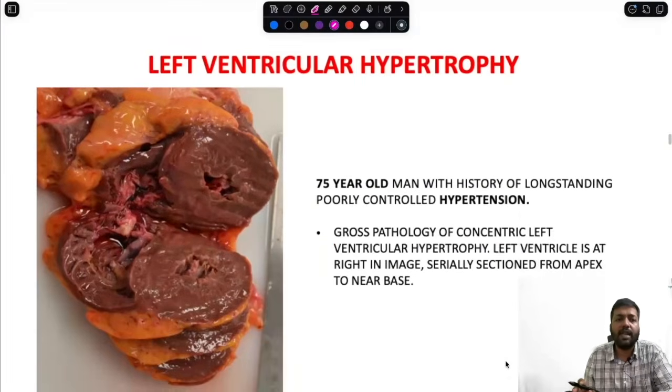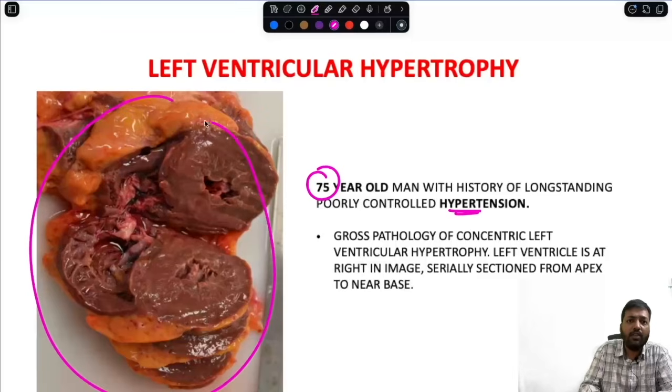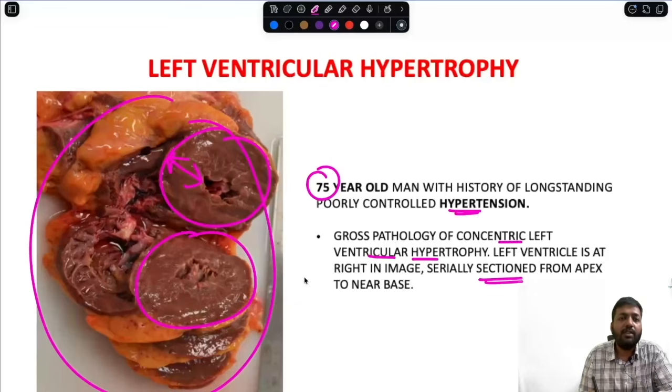The next specimen is, as you can appreciate, from a 75-year-old man with a history of long-standing poorly controlled hypertension. What you see over here is the gross pathology of concentric left ventricular hypertrophy. The left ventricle is at the right in the image, and they are serially sectioned from apex to the base. So you can see serial cross sections of the left ventricle. You can see the hypertrophy of the left ventricle.